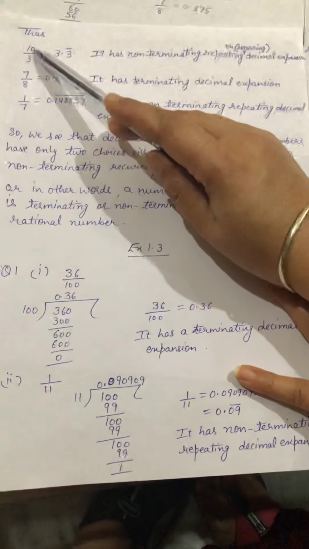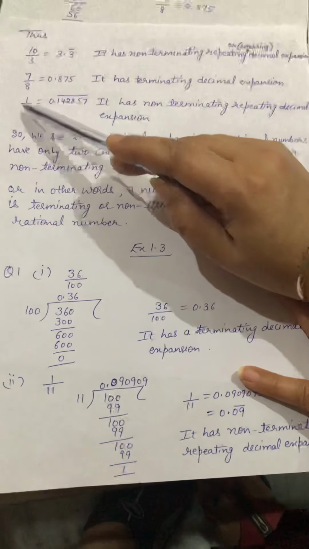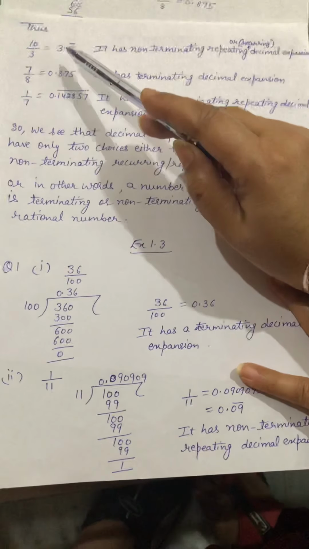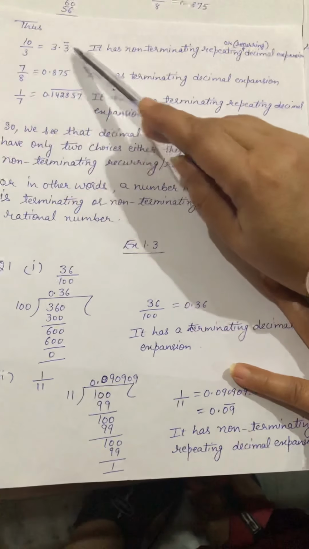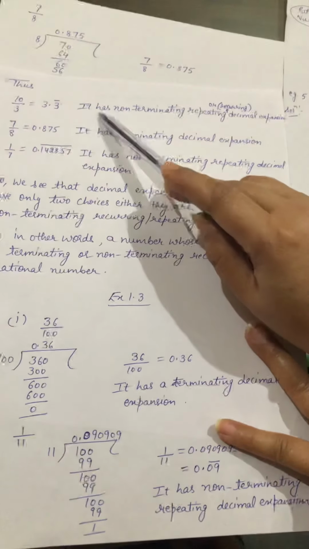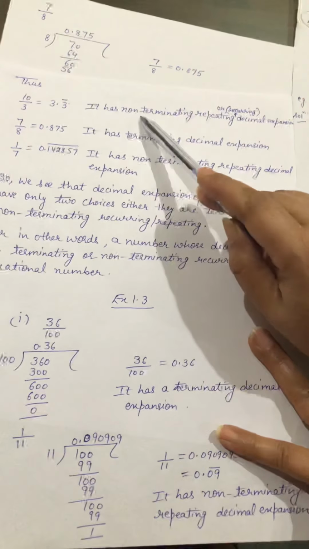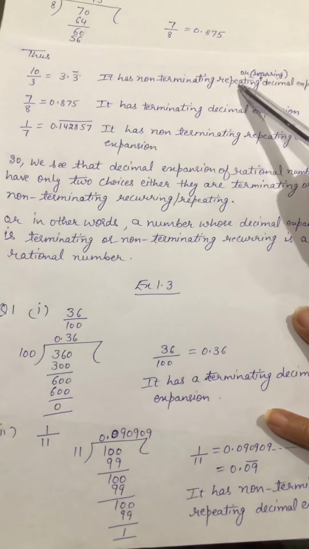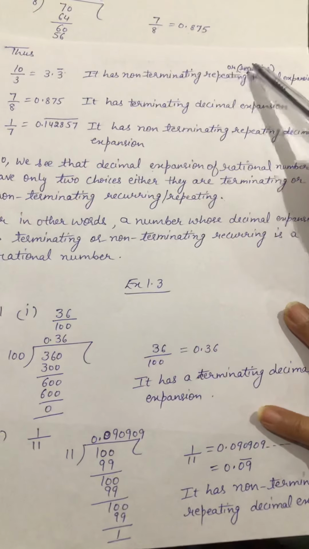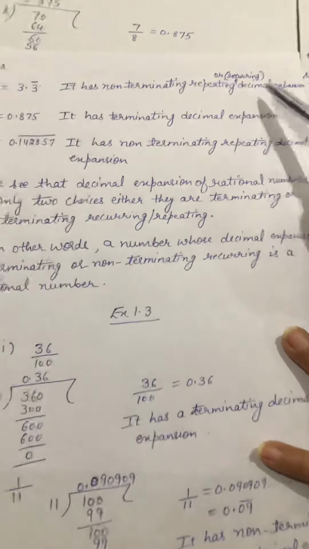Now you can see in 10 by 3 and 1 by 7, the remainder was not 0, the remainder was 1. So when the remainder is not equal to 0, those decimal expansions are called non-terminating, repeating or recurring. You can use repeating or recurring, either one. Repeating or recurring decimal expansion.